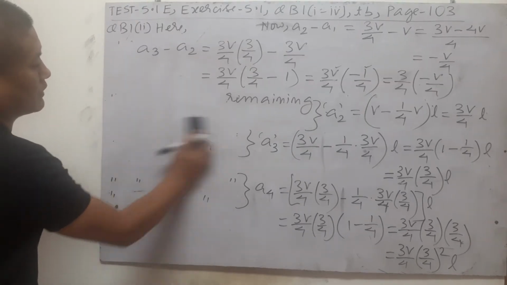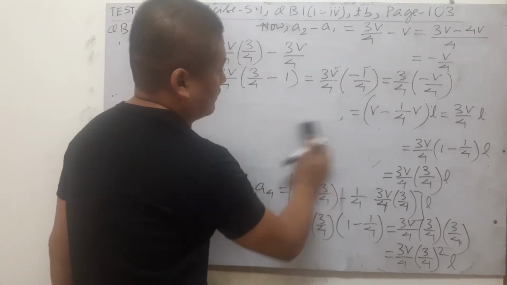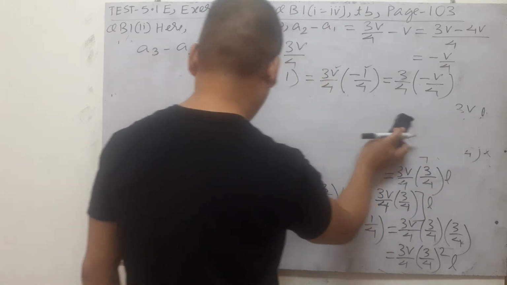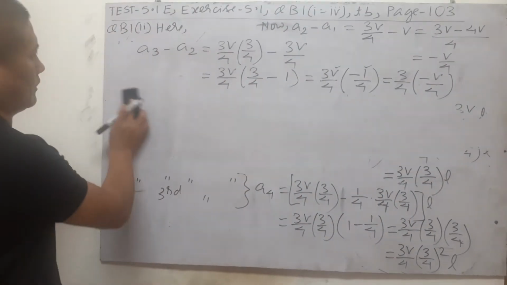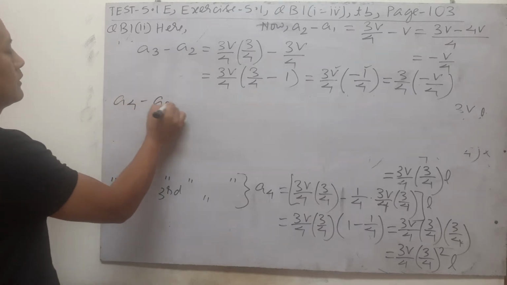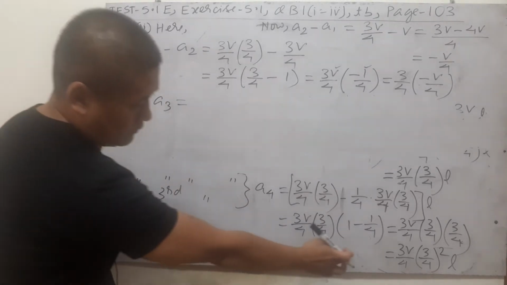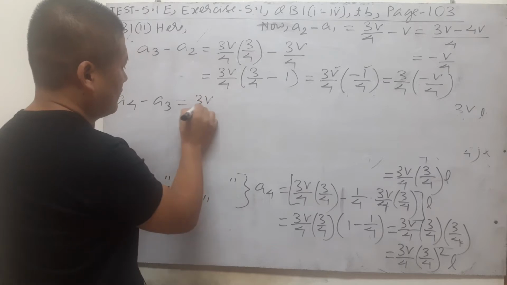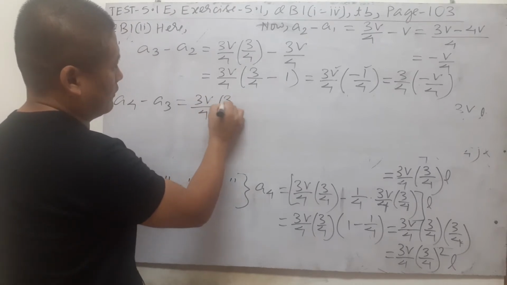Then let's test once more. So here, A4 minus A3. A4 is this one, 3V by 4 into 3 by 4.